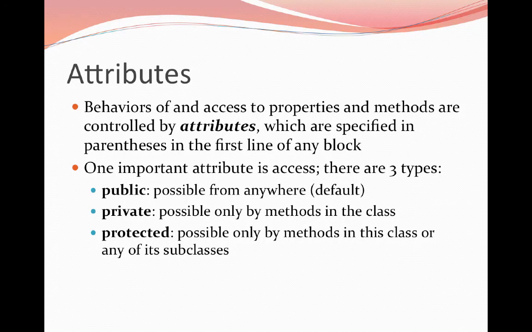The behaviors of and access to properties and methods are controlled by what are called attributes. These are specified in parentheses in the first line of any block. One important attribute is called access, and there are three different types. Public, which means it's possible to access from anywhere, and that's the default. Private, which means can only be accessed by methods in the class. And protected, which means you can only access by methods in the class or any of its subclasses if it has any.